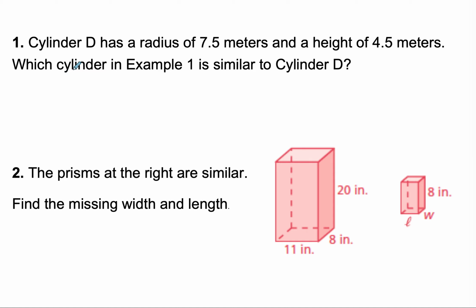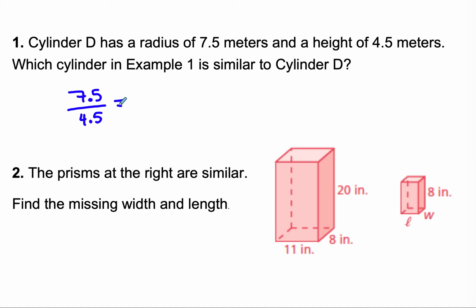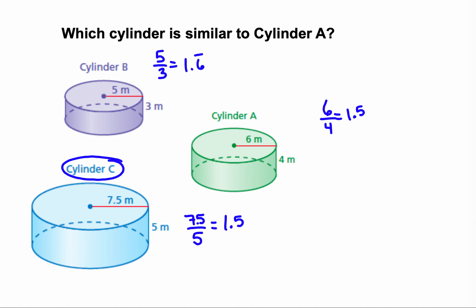All right, let's go ahead and check our answer. For 1, cylinder D has a radius of 7.5 meters and a height of 4.5 meters. When I did example 1, I did the radius on the top, so I'm going to do the same thing here. Radius on the top, 7.5 divided by 4.5, and I get 1.6 repeating. So the other one that had that relationship was cylinder B.